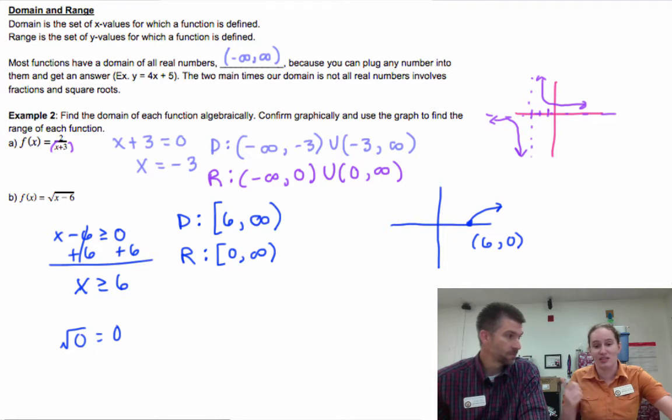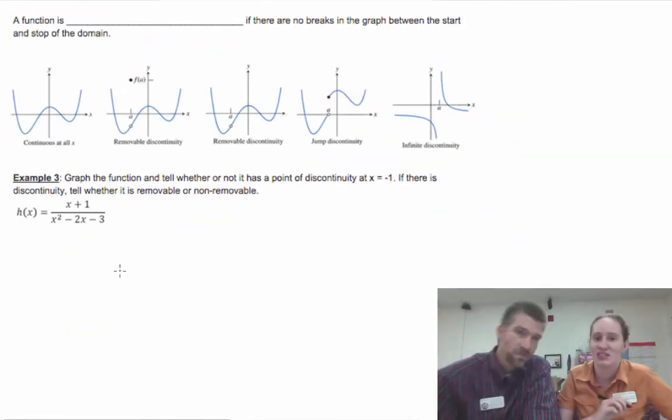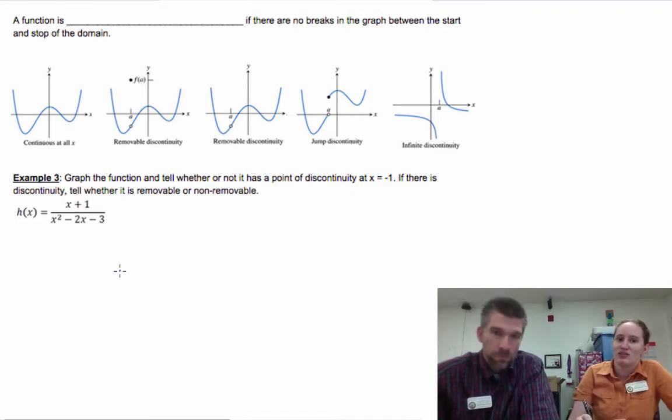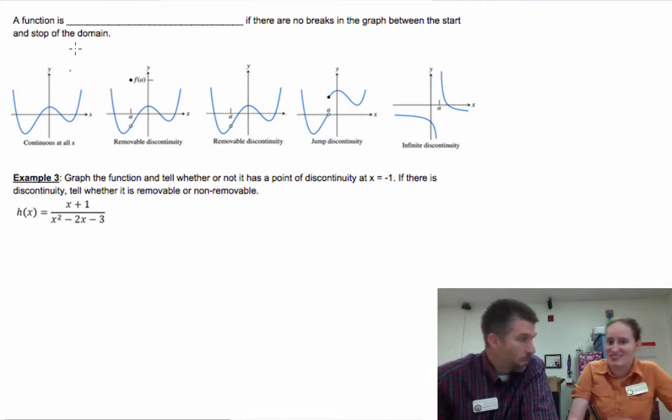A function is continuous if there are no breaks in the graph between the start and stop of the domain. Actually, I think I just told you the answer, but I meant continuous on its domain.